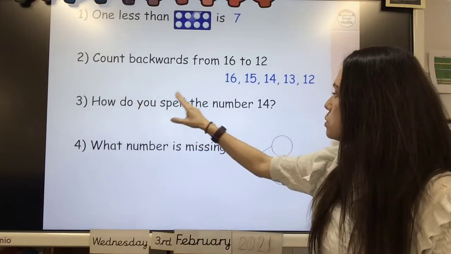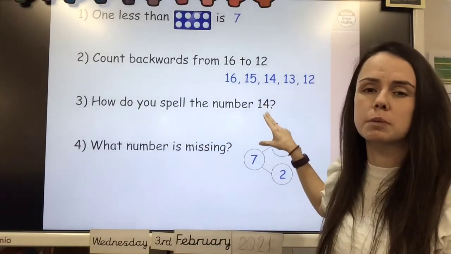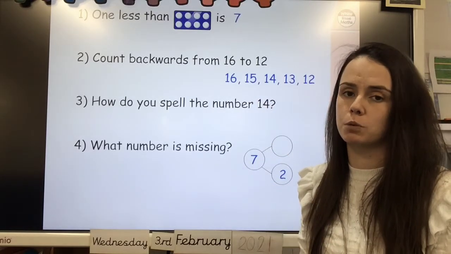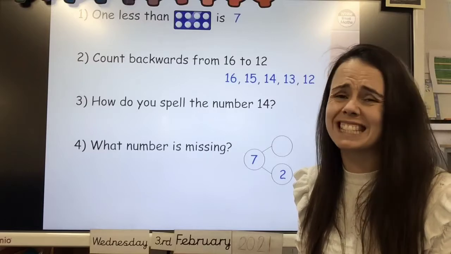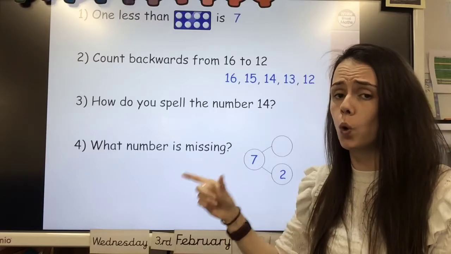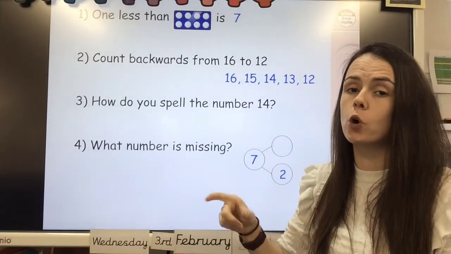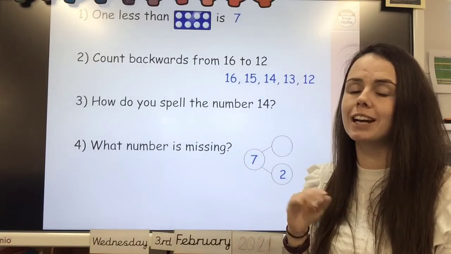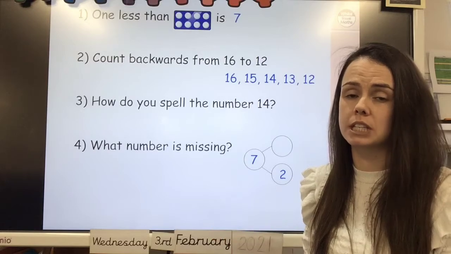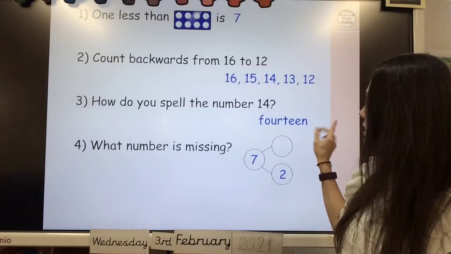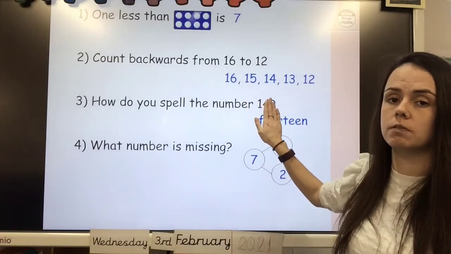How do you spell the number? What number is this? A 10 and a 4 is 14. How do we spell 14? 14 is the easy one to spell. 4 and teen. 4 and a number 4. So 4 or r and then teen. And you know how to spell teen. It's t-e-e-n. So 14.